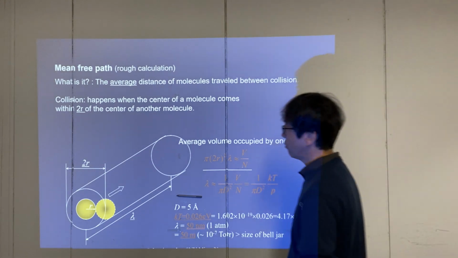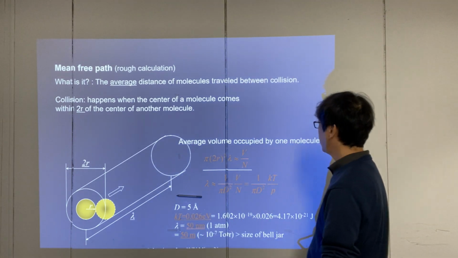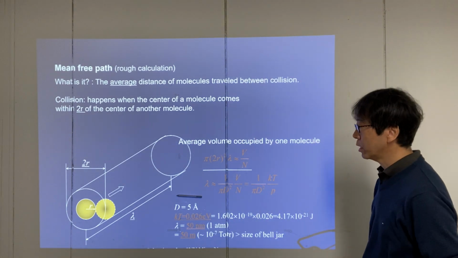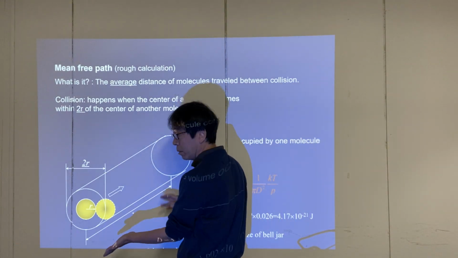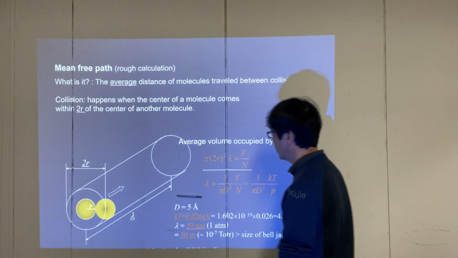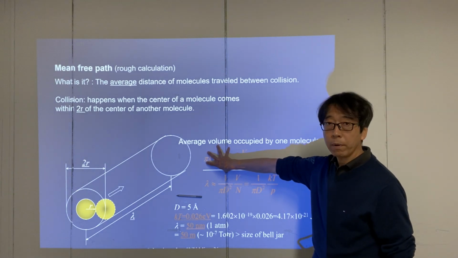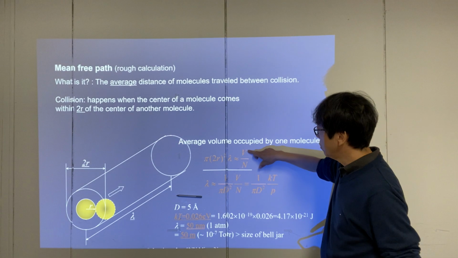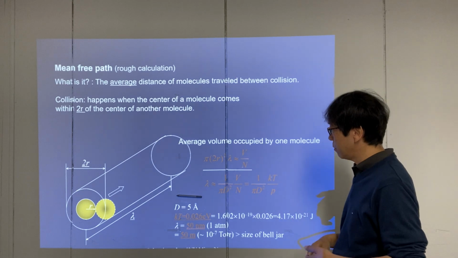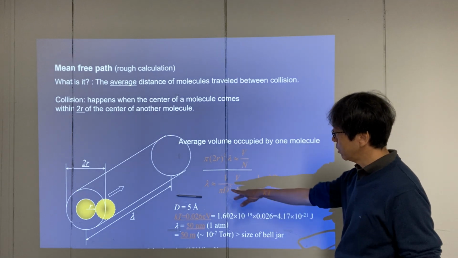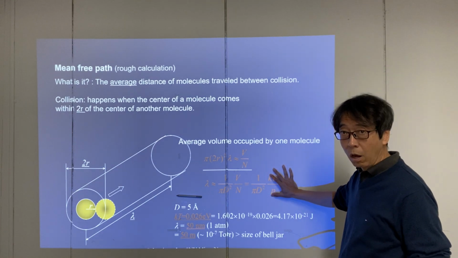So that volume is the average volume occupied by a single molecule. In that case, a collision occurs. That's what we think, and that distance we call lambda bar. If you calculate such a volume, it will be the volume occupied by a single molecule. That's what I said: volume divided by the total number of molecules. So you can calculate lambda in this sense, and you can introduce the ideal gas law.